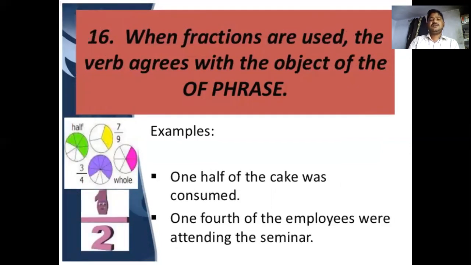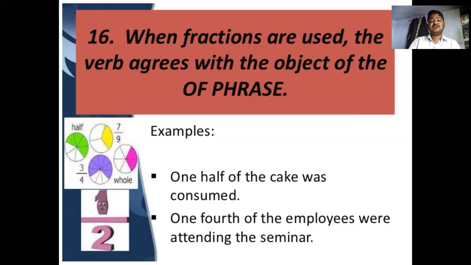Next, when fractions are used, the verb agrees with the object of the phrase. One half of the cake was consumed. Fraction means here that the verb, consumed or used, has to agree with the object of the phrase, that is, the entire phrase.